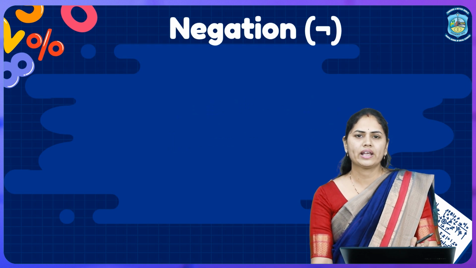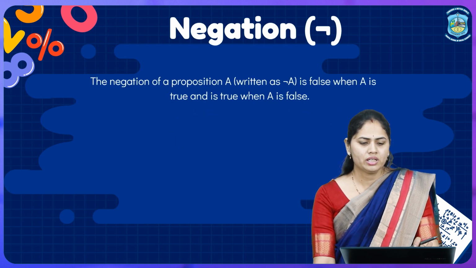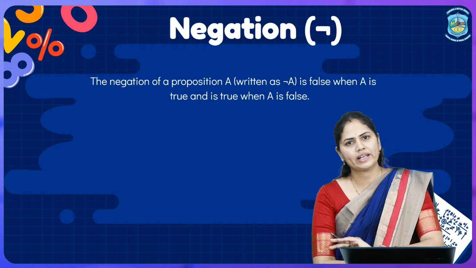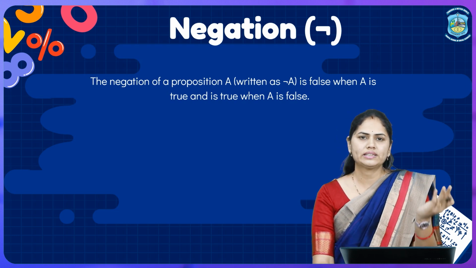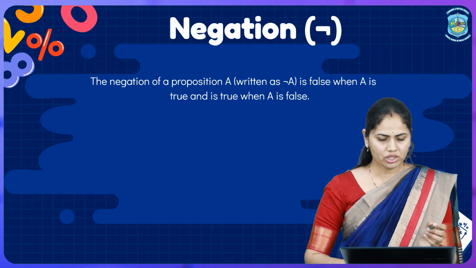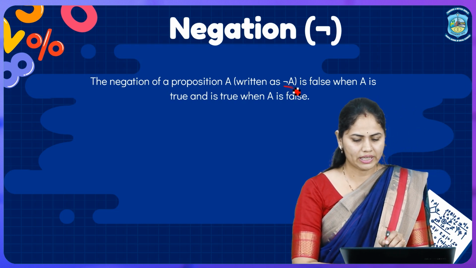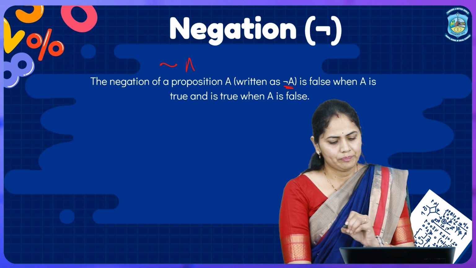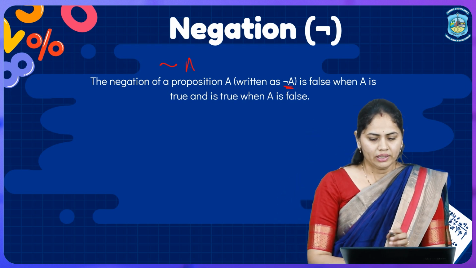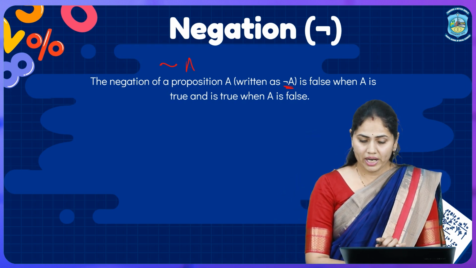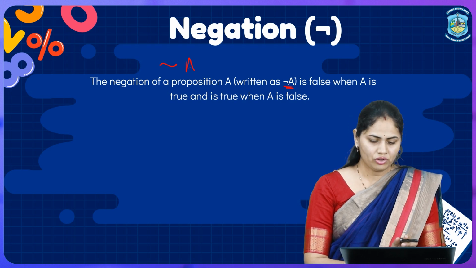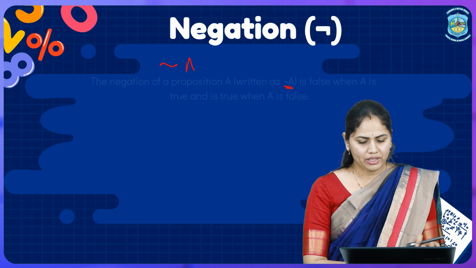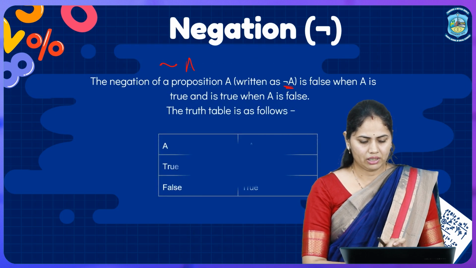Another one is negation. Simply put, if it is true then its negative is false, and if false its negative is true. So, the negation of a proposition is also written with this symbol, or we can also use this tilde sign to represent negation. Now, the negation of proposition A is false when A is true and is true when A is false. Let us understand this by using a truth table.